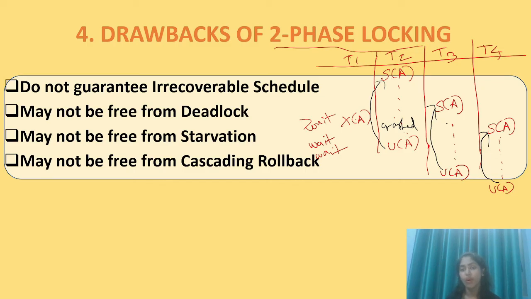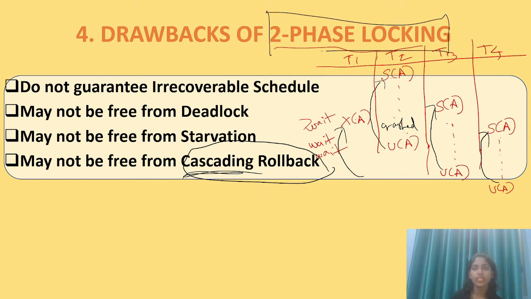One by one, all are rolling back. Cascade means all are rolling back one by one. And since T4 is rolling back, T1 also has to roll back to the starting position. See, if one transaction crashes and rolls back, all other transactions have to roll back to their starting positions. This is called cascading rollback. So this is also a drawback noticed in two-phase locking. These are the four main drawbacks of two-phase locking.